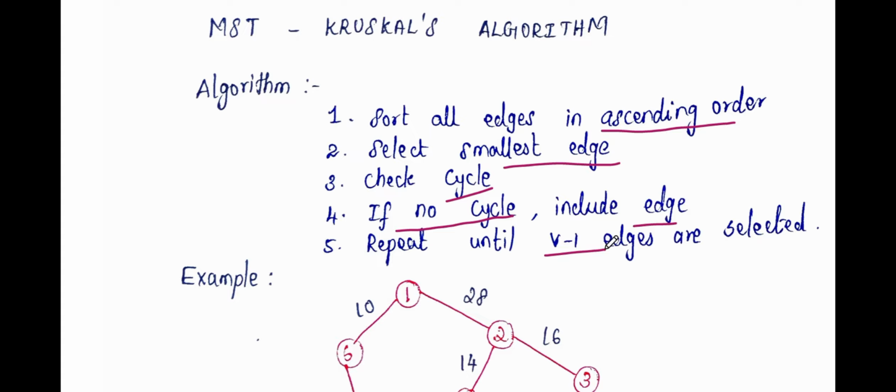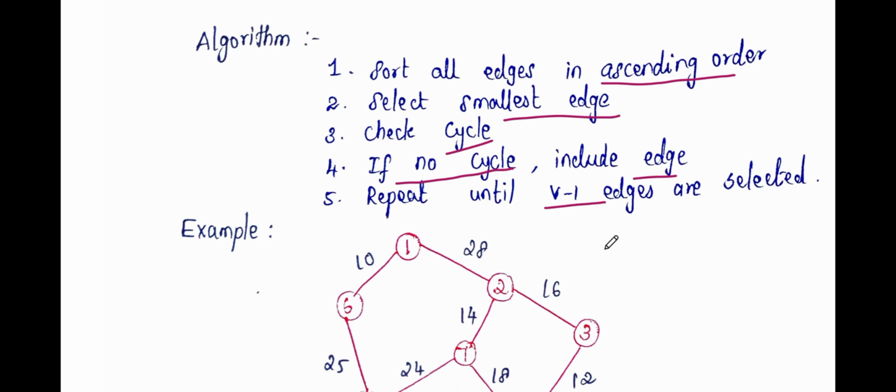Okay. So first sort all edges in ascending order. Pick which one is smallest, then check the cycle. Okay, that is very important. If no cycle is there, then only include that edge in the MST. Clear? Okay.